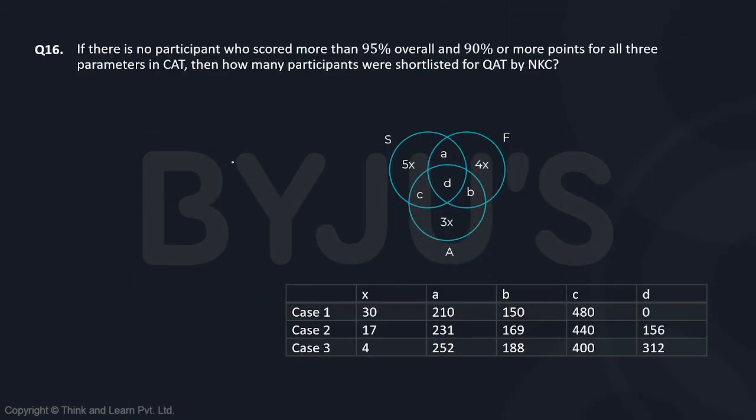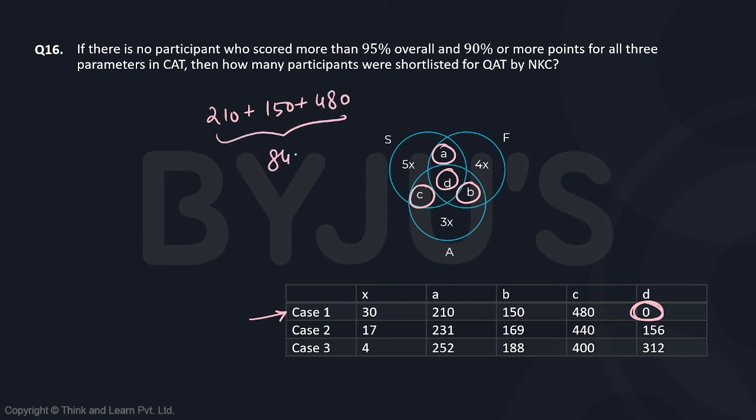This question says that if there is no participant who scored more than 95% overall and 90 or more points in all three parameters, that means he's talking about case 1, because there only we have all three people as 0. Then how many participants were shortlisted for CAT by CKC? Whoever got more than 90 percentile in at least 2. So these and these. Of course D is 0. A is 210, B is 150, C is 480. If you add all of them, I get 840 people who are shortlisted for CAT.